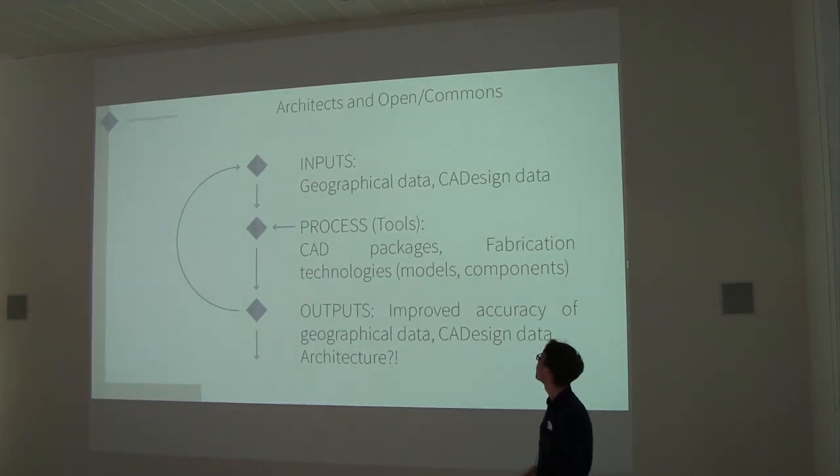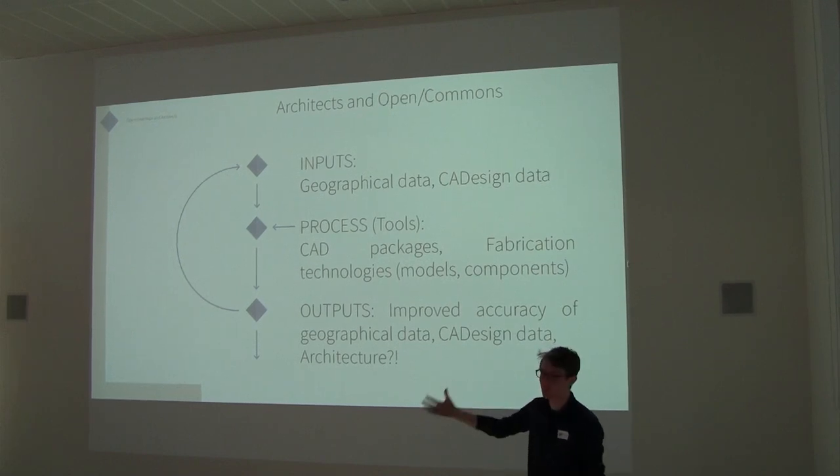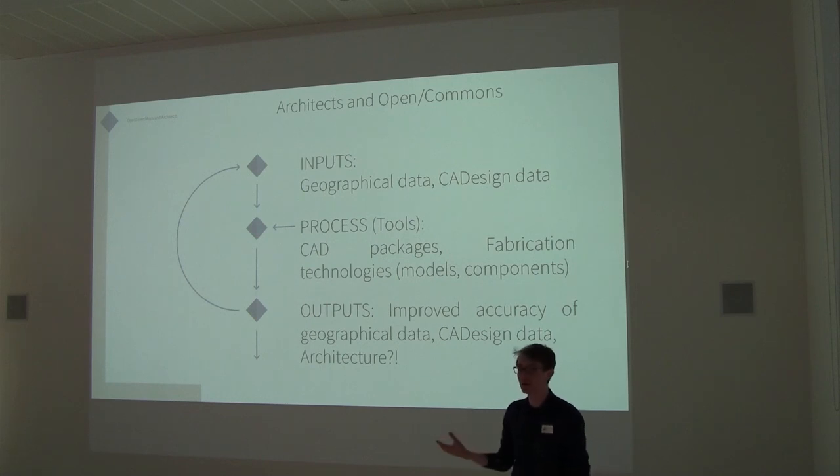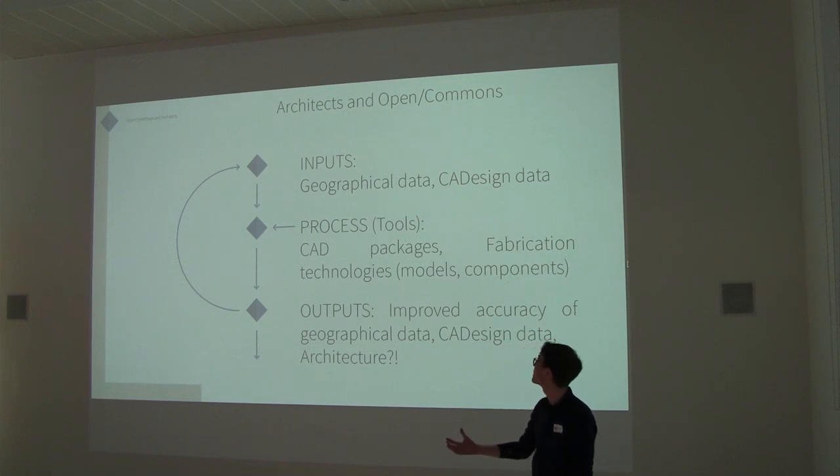So this is more of a diagram that explains how I conceive of architects and designers working in a sort of open commons framework. And a lot of it's about inputs and outputs. There's geographical data out there which exists in an open manner. There's CAD design data, which I'll go on to in a second, that exists in an open manner. And you can take that in and then process it using different tools. So there's CAD packages which are open source software rather than having to use AutoCAD, which costs hundreds and hundreds of pounds. Fabrication technologies like 3D printers, which are open source, laser cutters, all stuff like that, feed into that process. And then the outputs of that are hopefully, if you were using something like OpenStreetMap in your process, you'd be updating the data, so you'd be adding richness to that data set through your creative process.